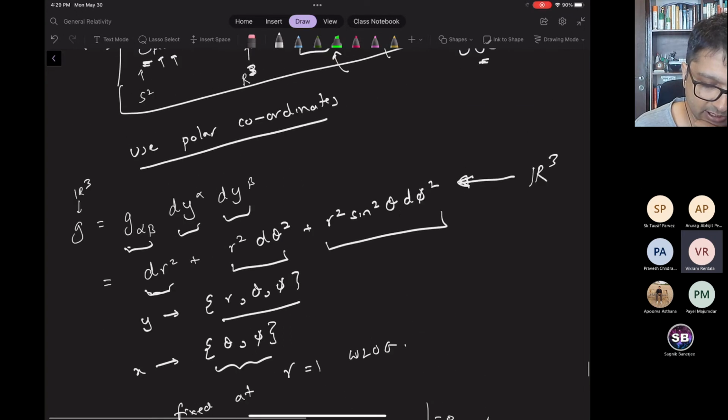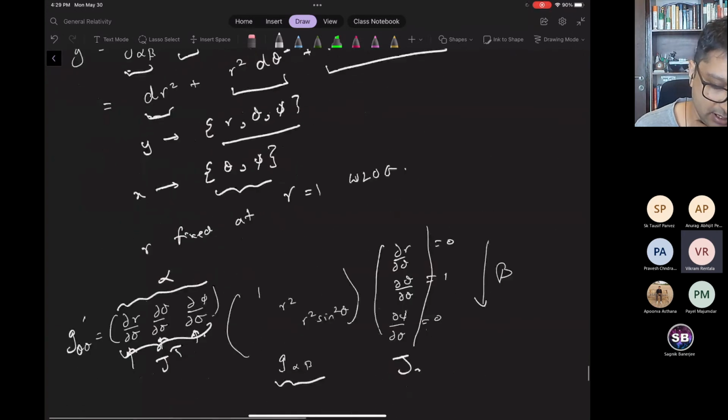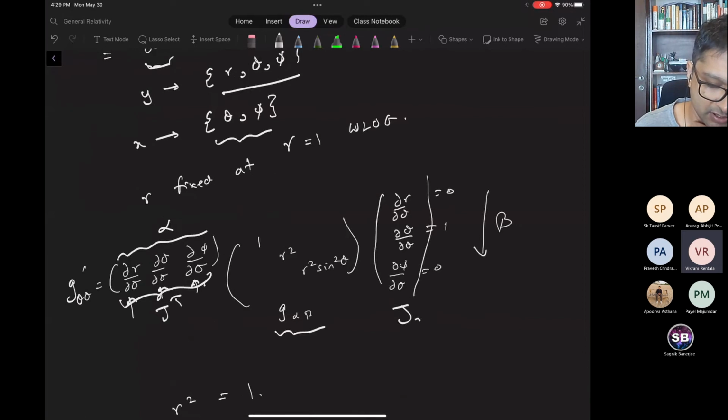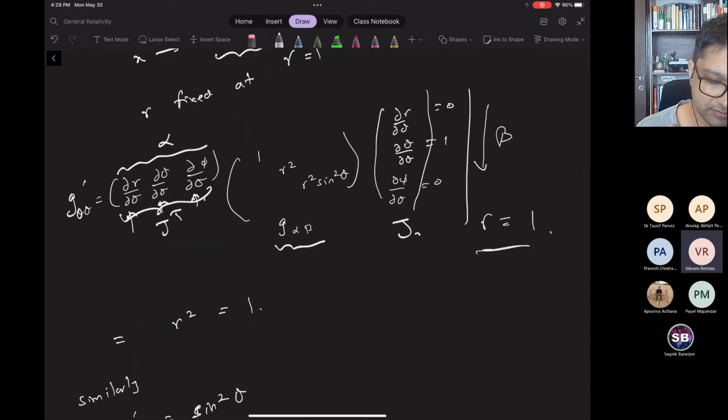Then I have the metric, which is G alpha beta. This is the metric on R3. Which is 1, r square, r square sine square theta, then partial r, partial theta, partial theta, partial theta, partial phi, partial theta. And at the end of my evaluation, I will set r is equal to 1. An important thing to do is you set r is equal to 1 not before you evaluate these derivatives, but after you evaluate everything. At the end of the calculation, you set r is equal to 1 to restrict yourself to the sphere.